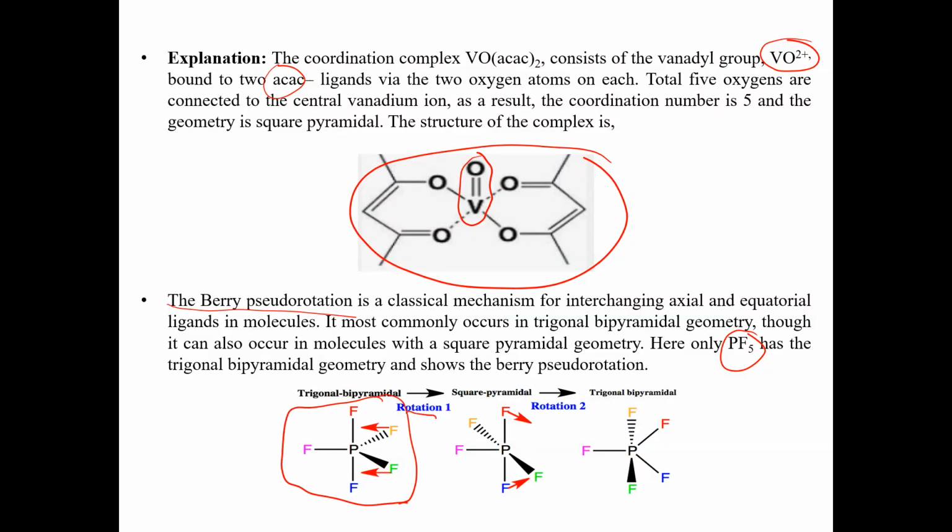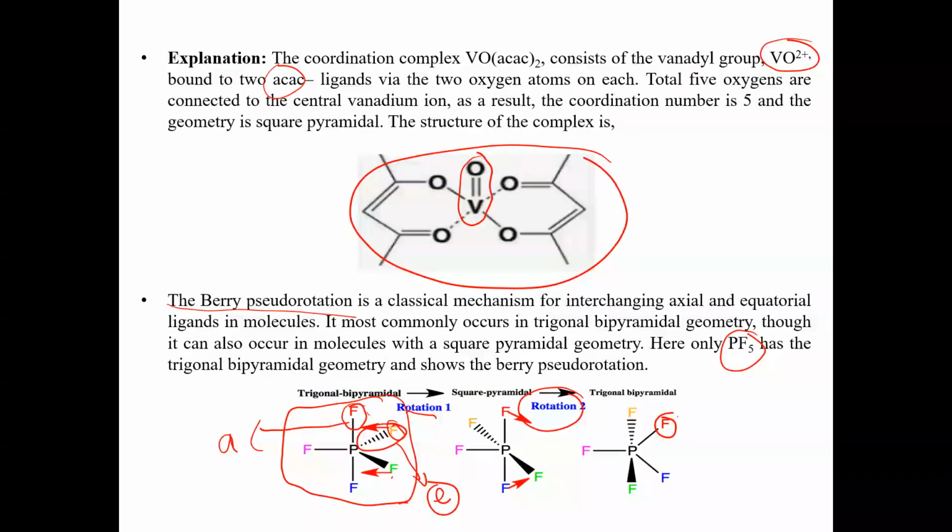This is the rotation. This fluorine atom and this fluorine atom have been rotated to this side. And after this rotation, you can see this red one. These are the equatorial bonds, right? And these are the axial bonds. So the axial has gone to the equatorial side, and the equatorial has gone to the axial side. This phenomenon is called Berry pseudo rotation. So it is typically shown by trigonal bipyramidal structures.